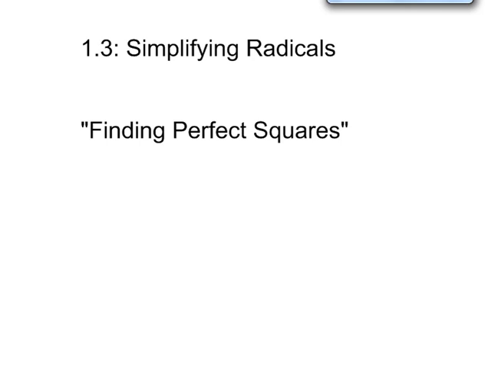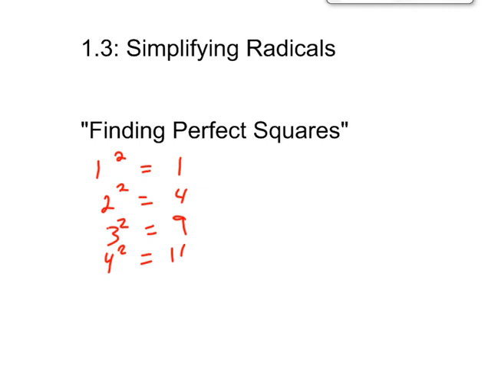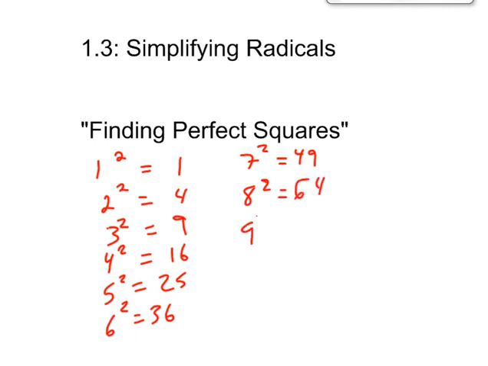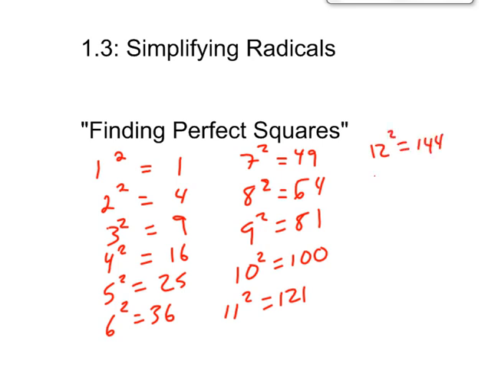So the first thing that we need to know is, what are the perfect squares? Well, the perfect squares are 1 squared, which is 1, 2 squared, which is 4, 3 squared, which is 9, 4 squared, which is 16, 5 squared, which is 25, 6 squared, which is 36, 7 squared, which is 49, 8 squared, which is 64, 9 squared, which is 81, 10 squared, which is 100, 11 squared is 121, 12 squared is 144, 13 squared is 169, 14 squared is 196, and 15 squared is 225. These are the perfect squares that you should commit to memory.